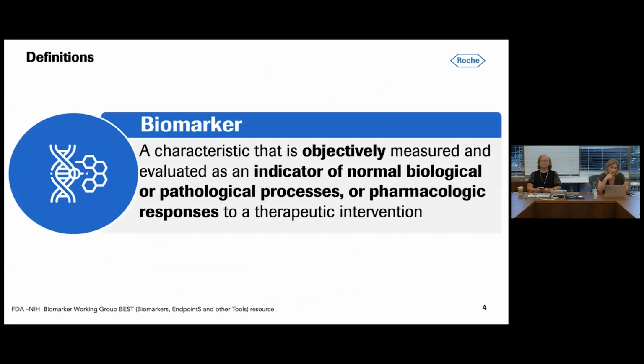Starting with the definition of a biomarker. A biomarker is actually an official definition that was established through a workshop of the FDA and the NIH. It's a characteristic that is objectively measured and evaluated as an indicator of normal biological or pathological processes or pharmacological responses to a therapeutic intervention. So it's really anything that you can measure, quantitatively ideally, and it tells you about the biology of the patient or an intervention.